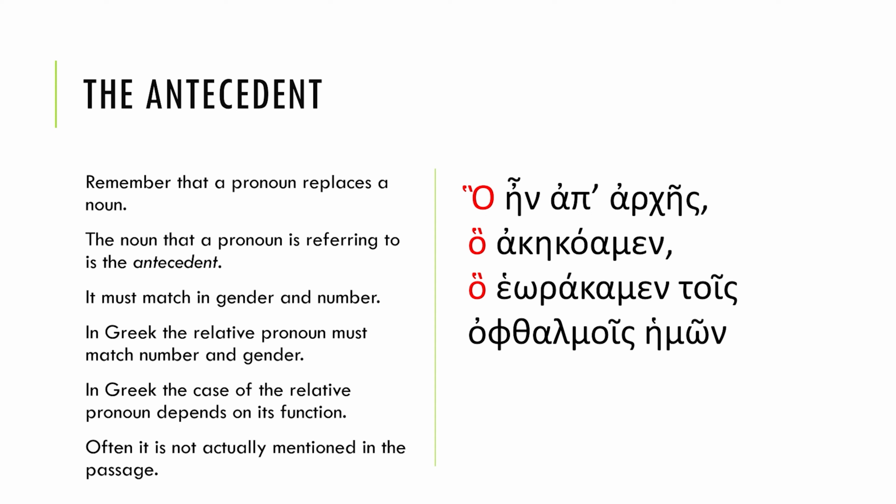So my last little note here is that often the antecedent is not actually mentioned in the passage. You don't even have Jesus' name in here. Or it's later on, or it came quite a bit before. So in this case, it's talking about the word of life, and it says "ho en ap' arches," from the beginning, and this would be something like "that which was from the beginning, which we heard, which we saw with our own eyes," and so you would translate it.